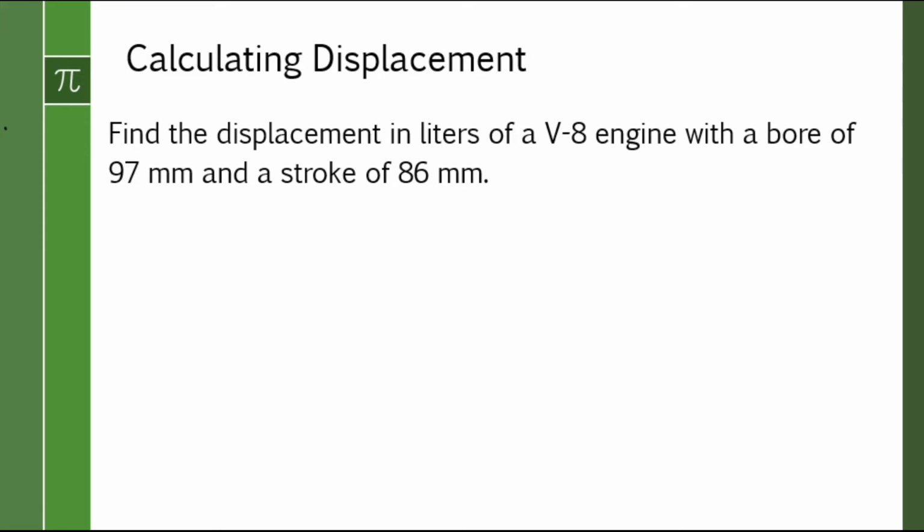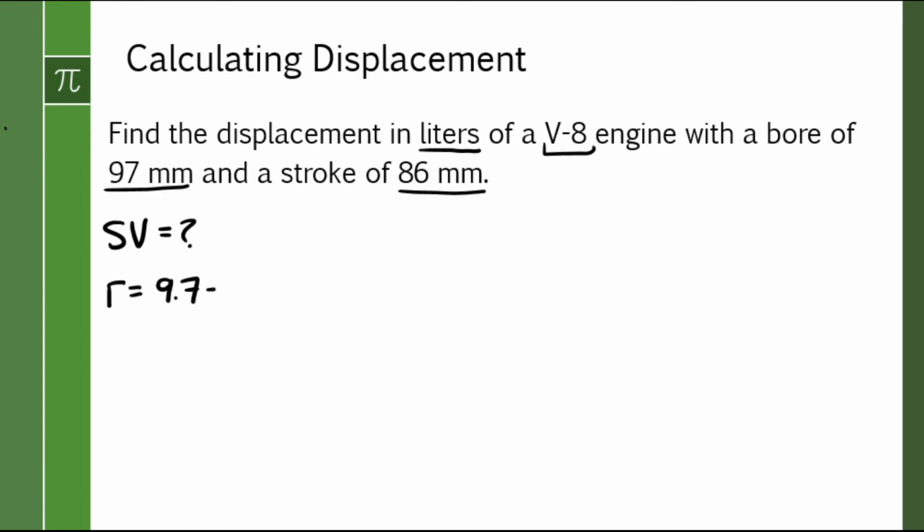Find the displacement in liters, so there's going to be some conversions. It's a V8. We know we're going to be multiplying our swept volume by 8 to find the final displacement. We have a bore in millimeters and a stroke in millimeters. So we need to find the swept volume, first of all. I need a radius. I'm going to get that from my bore. I'm going to take that 97, and right away, I know that we don't work in cubic millimeters, so I'm going to change 97 millimeters into 9.7 centimeters by dividing by 10.